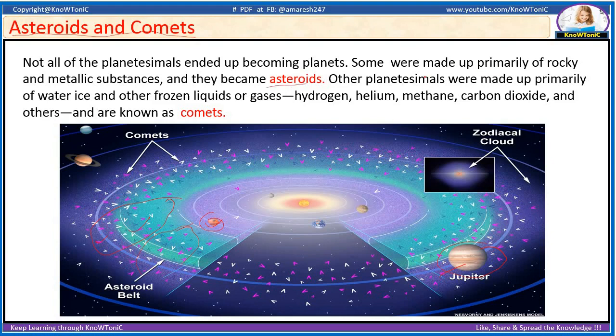The asteroid is primarily made of rocky and metallic substances, while the comet is made up of water ice or frozen liquids or gases, that is hydrogen, helium, methane, carbon dioxide. That is the basic difference between the asteroids and comets. If it is icy in nature, we call it a comet, and if it is rocky in nature, we call it an asteroid. So this is the difference.